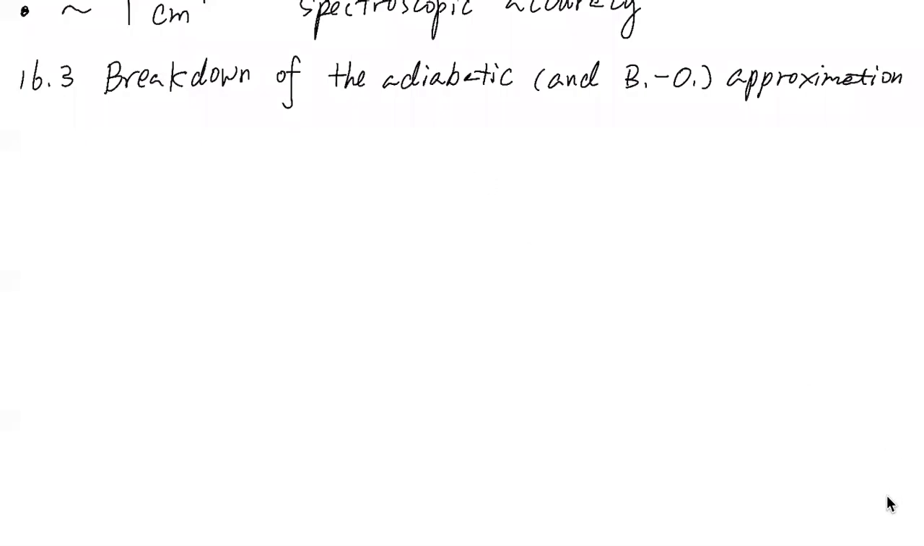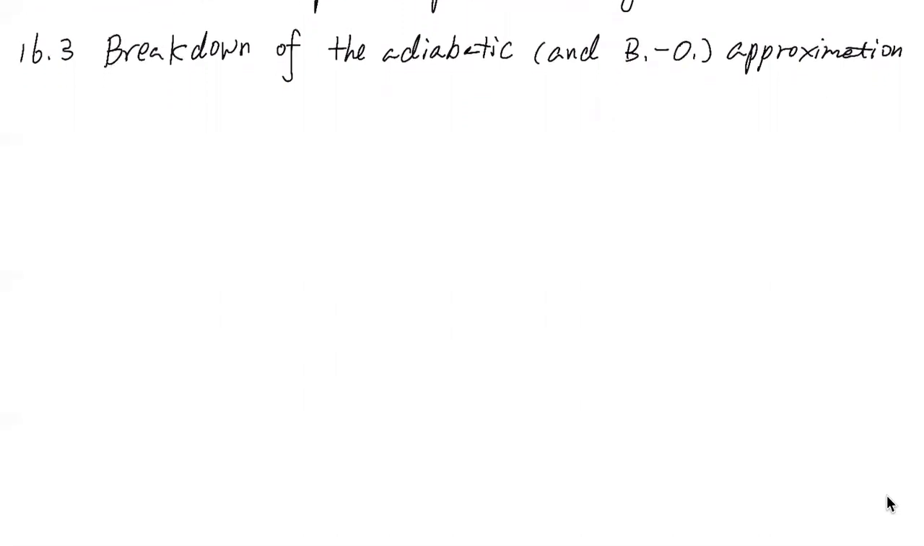Now we're going to talk about the breakdown of the adiabatic approximation. Of course, when the adiabatic approximation breaks, then you no longer have the Born-Oppenheimer approximation. So this is actually extremely important. It's important for photochemistry, for instance.